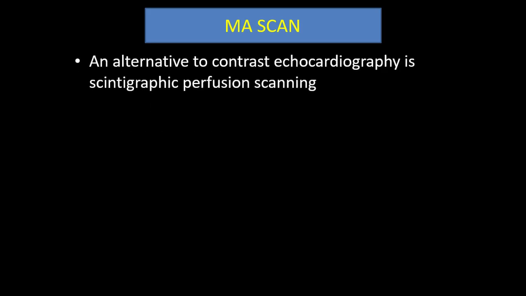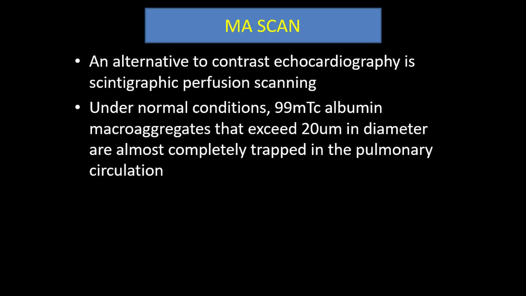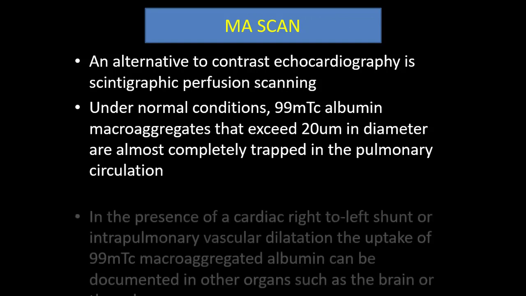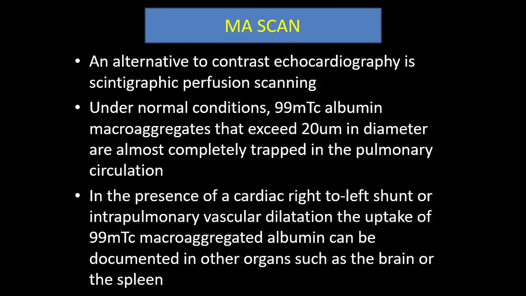What you can also do is a MAA scan. It is an alternative to contrast enhanced echocardiography. Under normal conditions, 99m technetium labeled albumin microaggregates that exceed the size of 20 microns in diameter are normally trapped in the pulmonary circulation, and we have already discussed this because of the size of the vessels. In the presence of the shunt, they cross the pulmonary bed, and you can detect the presence of these molecules in the brain or spleen. So more than 6% uptake in the brain suggests that the pulmonary bed is dilated.